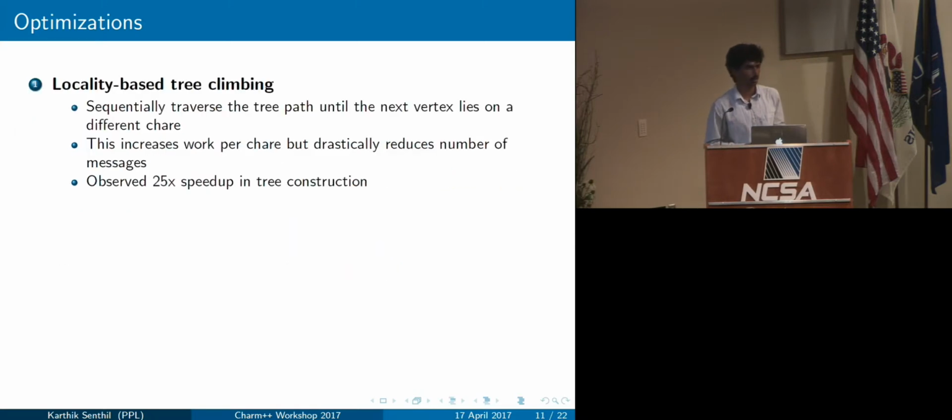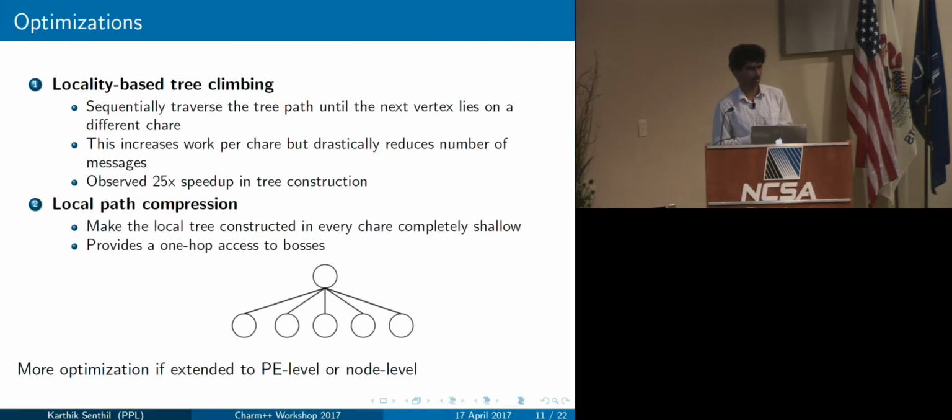The first one is what we call locality-based tree climbing. What we do here is we ask the chare to sequentially traverse the path until it knows that the next vertex on the path is outside the chare. This technically increases the amount of sequential work that your chare is doing, but this drastically reduces the number of messages that are being sent to the runtime system. In fact, with just this optimization, we were able to observe a 25x speedup in our tree construction phase.